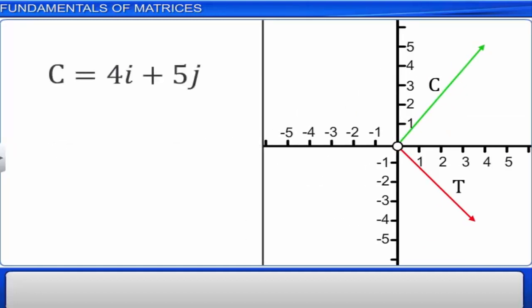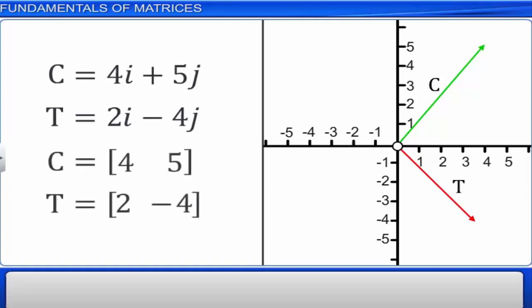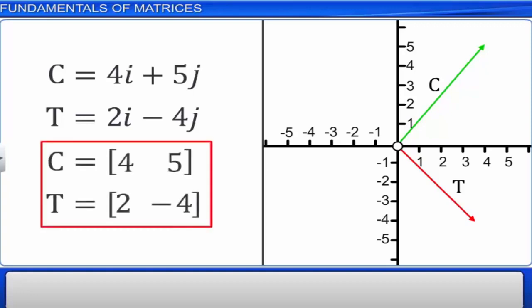Vector C can be represented in vector form as shown. Vector T can be represented in vector form as shown. Alternatively, using matrix representation, we represent the vectors as shown.